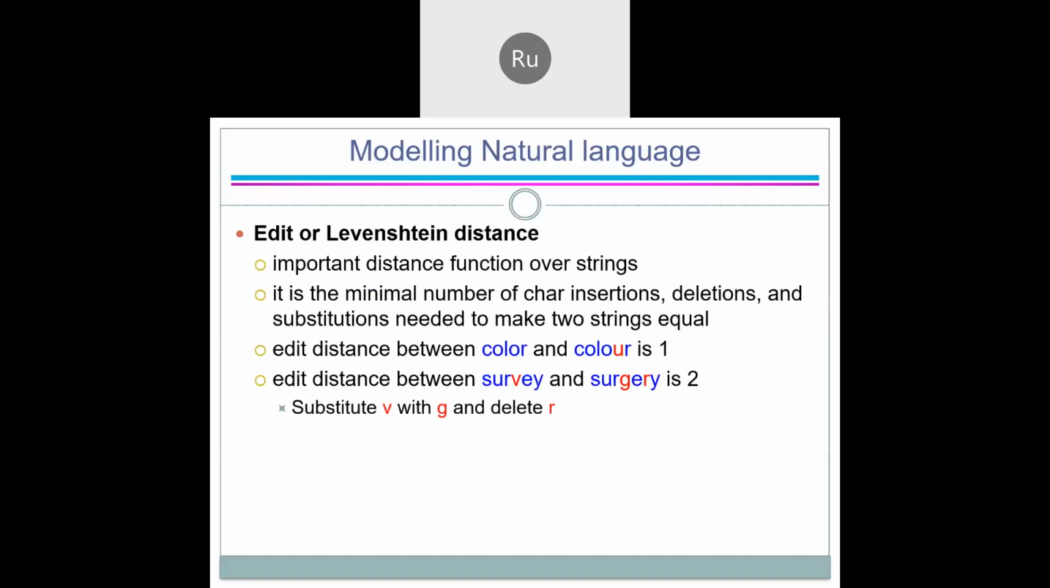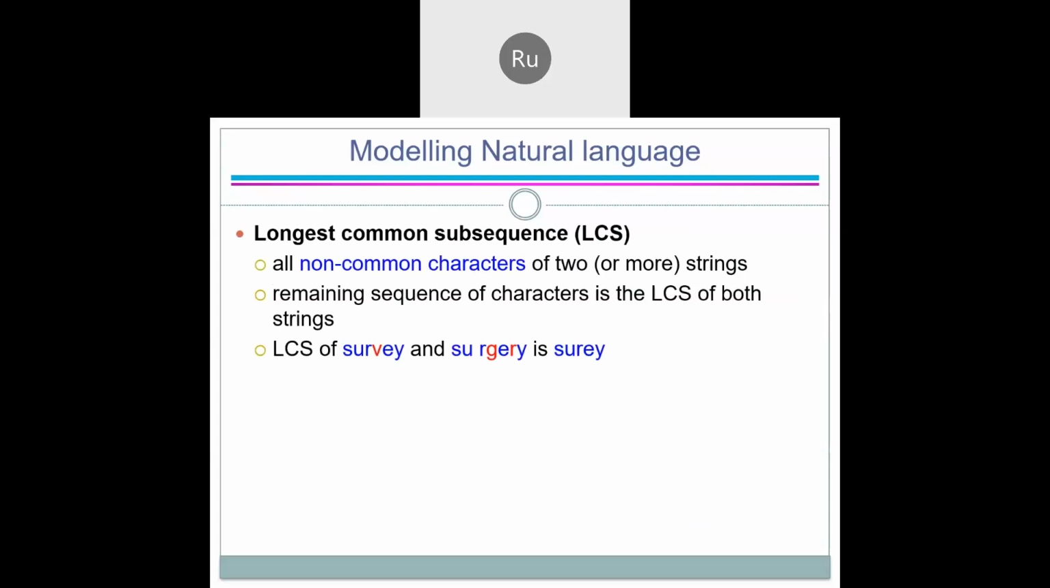We also have the edit distance here. This is similar to the previous one. It refers to how many times you need to substitute, delete, and so on. And this one, longest common subsequence, looks at the longest sequence of data that you could match between two words, survey and surgery. So we have 5 letters. That is the longest common subsequence of letters.